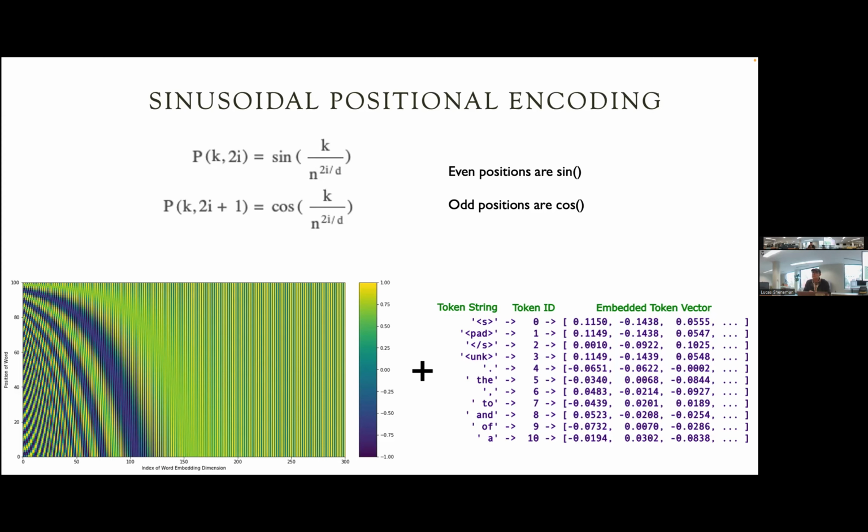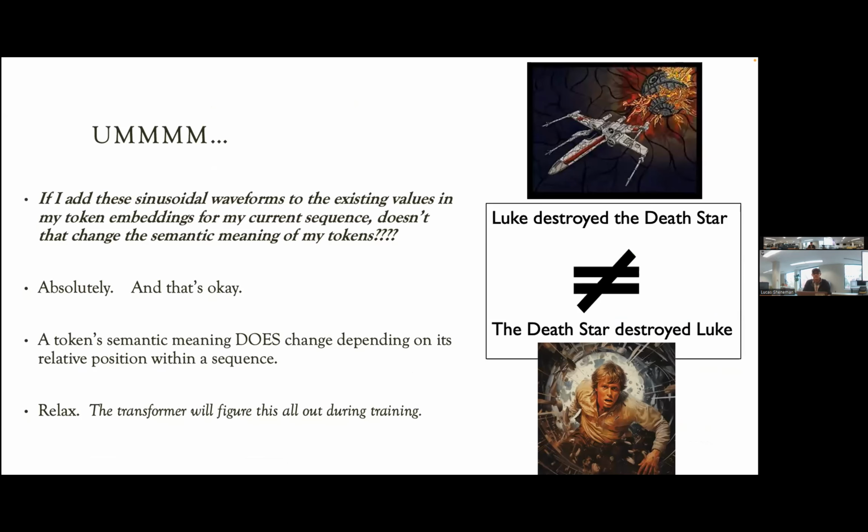I still haven't fully wrapped my mind around this positional encoding mechanism, but I kind of get it intuitively. And so that signal gets applied on top of your embeddings. And again, the order of tokens matters. Luke destroyed the Death Star is not the same thing as the Death Star destroyed Luke. And that's a really cool AI generated picture of Luke Skywalker getting eaten by the Death Star, which I thought is pretty cool.